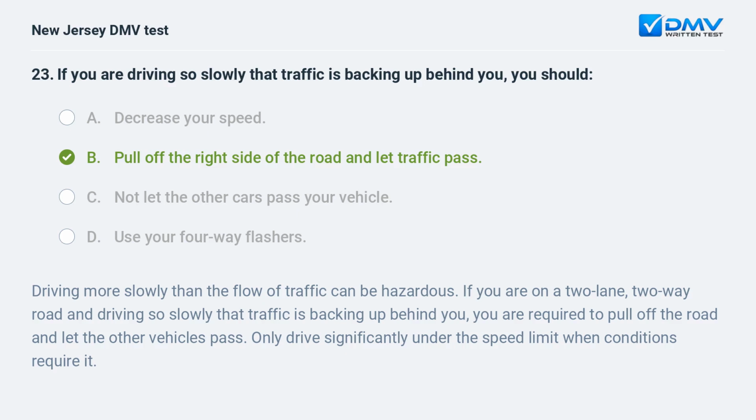Driving more slowly than the flow of traffic can be hazardous. If you are on a two-way road and driving so slowly that traffic is backing up behind you, you are required to pull off the road and let the other vehicles pass. Only drive significantly under the speed limit when conditions require it.